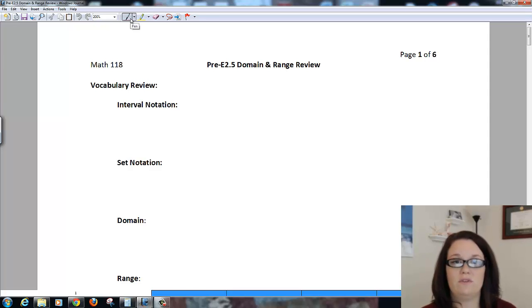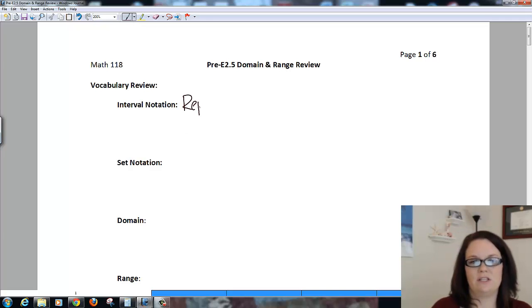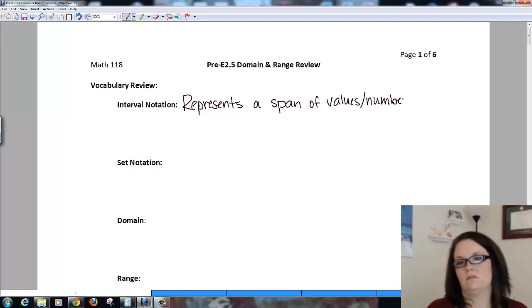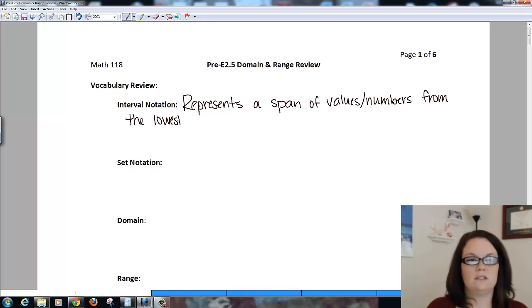All right, so we're going to go ahead and review domain and range. Before I get to domain and range, I want to refresh us on interval notation. Interval notation represents a span of numbers or span of values from the lowest to the largest.